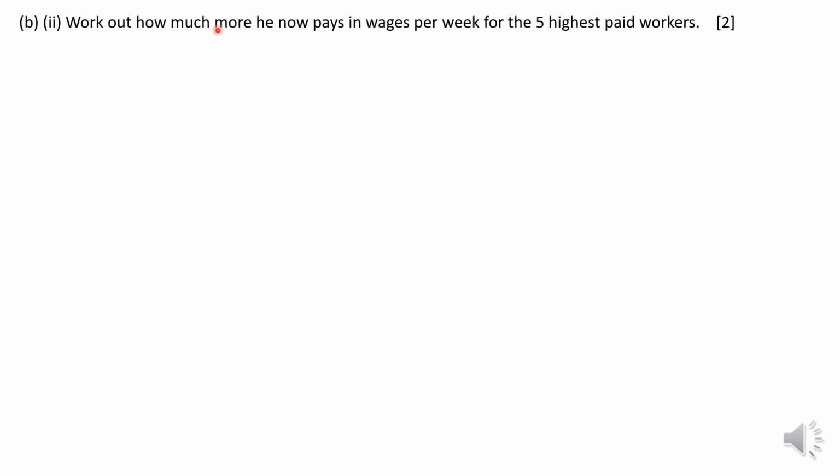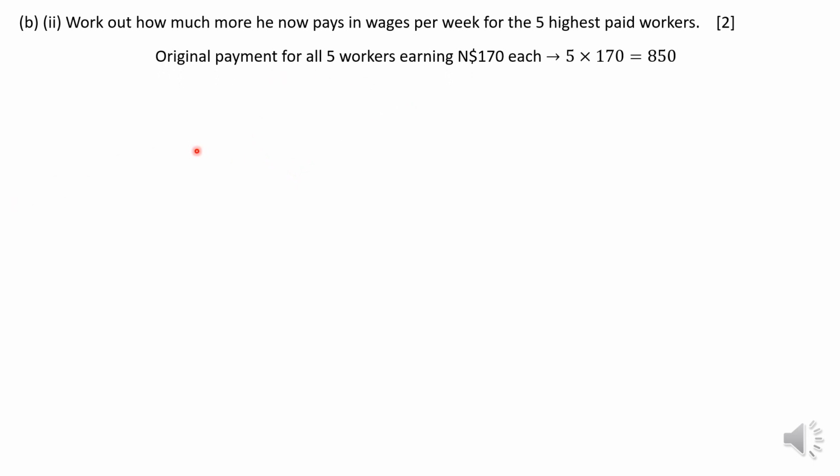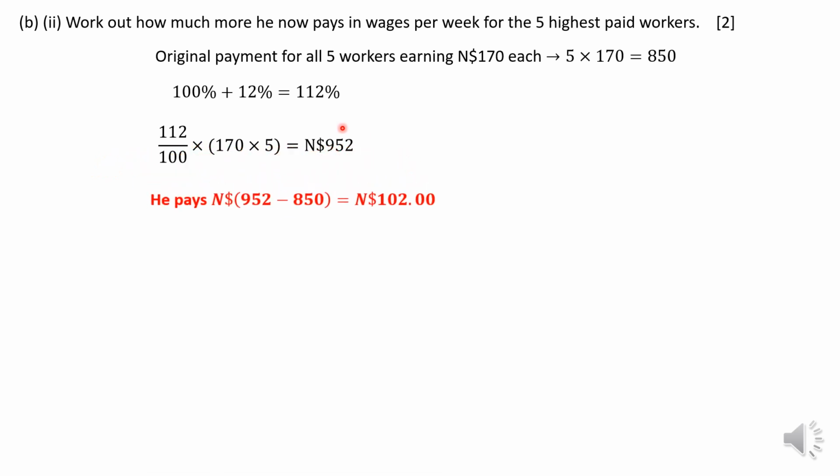Then they say work out how much more he now pays in wages per week for the 5 highest paid workers. So let us take into consideration, what does he actually pay the 5 workers who are getting $170 each? He pays them $850. So let us take then 112%, or the 12% increase. How much does he pay them now with the increase? He pays them 952. So now he pays them $102 more than what he used to pay them. He used to pay them 850, all 5 of them. Then he pays them 952. So the difference there is 102, which is how much more he pays.